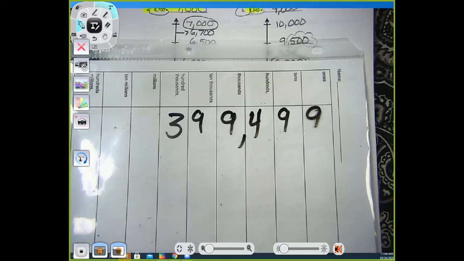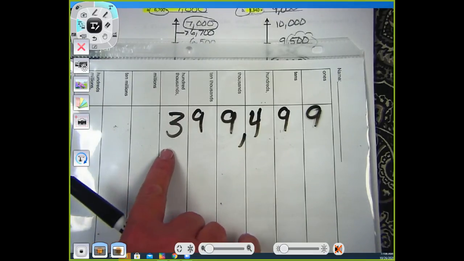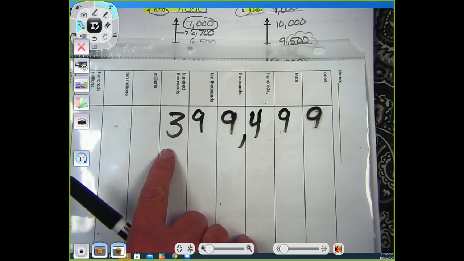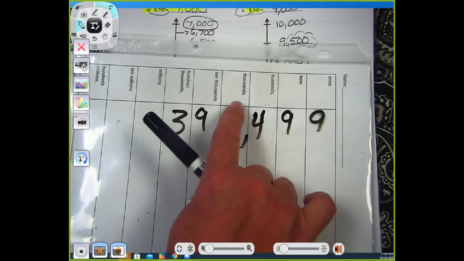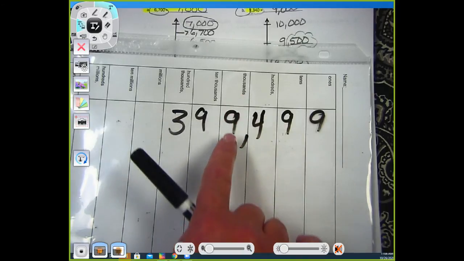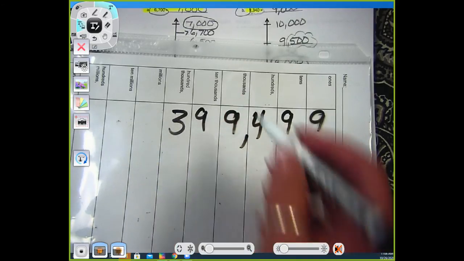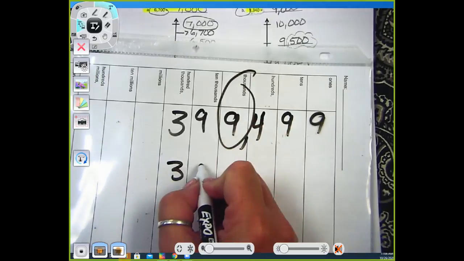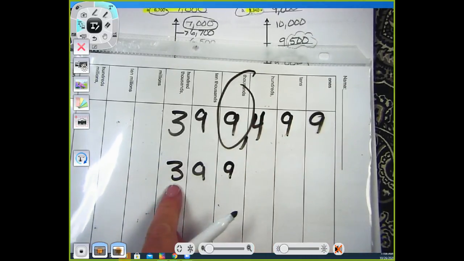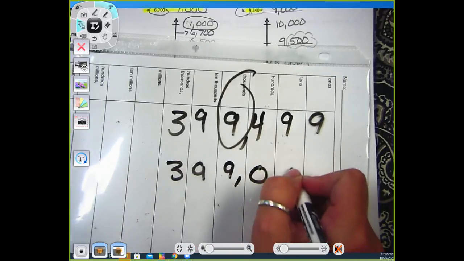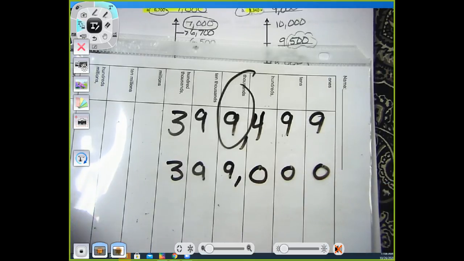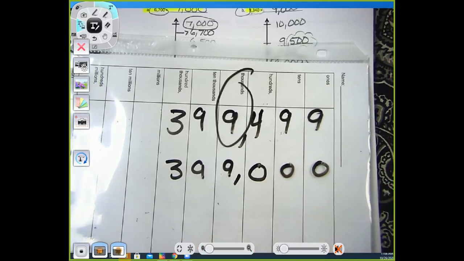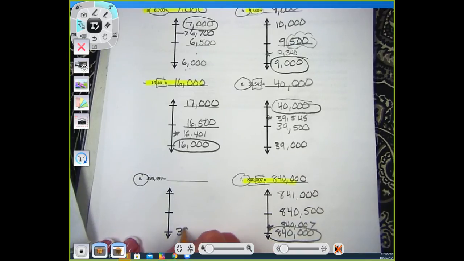Three. That's in the 100,000 spot. Just in the thousands. So thousands is right here. What digit? 9. So I'm going to keep all the numbers to the left of it the same. All the numbers after my circle become zeros for my lower endpoint. So we have 399,000.